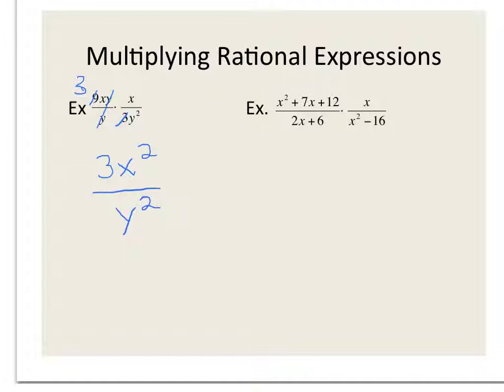The second problem is a little bit more challenging because it's not as obvious if anything cancels. Just like we did in the last slide, you're going to try to factor to see if anything reduces. Factoring that first fraction on the top, I get x plus 3 times x plus 4. On the bottom, factoring out the greatest common factor of 2, I get 2 times x plus 3.